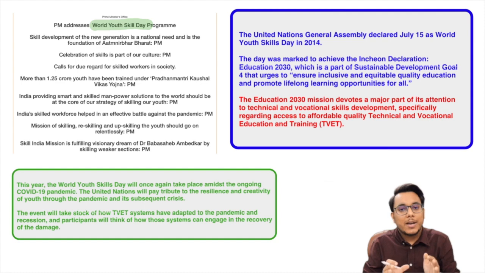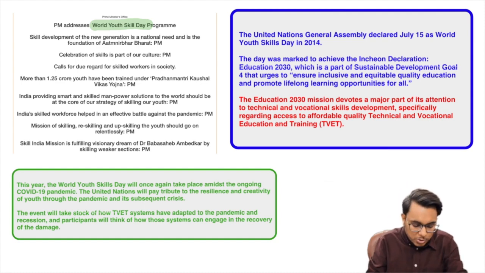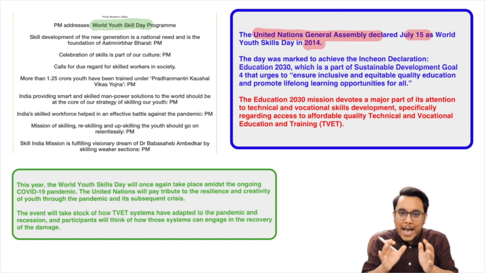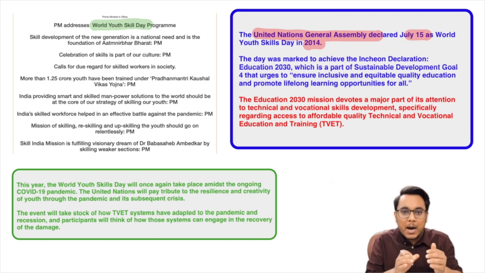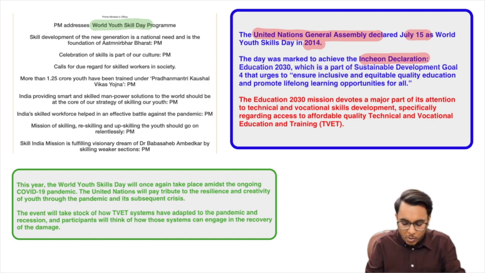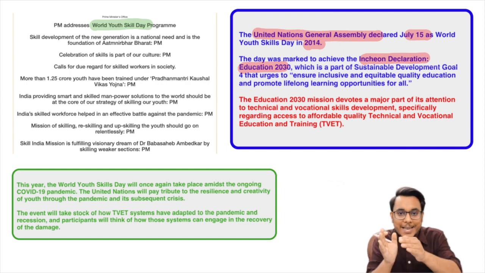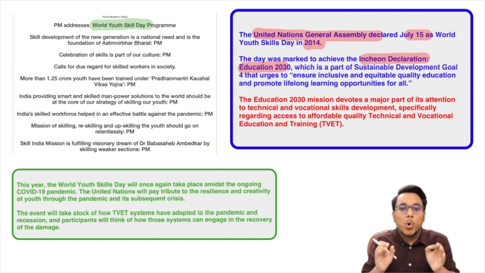Now guys, first of all, talking about the most basic things, the World Youth Skill Day, it was adopted by the United Nations General Assembly in 2014, and every year July 15 is celebrated as the World Youth Skill Day. Now guys, the World Youth Skill Day has been marked in order to keep a remembrance of the Incheon Declaration. Now the Incheon Declaration has also been called the Education 2030 Framework. Now guys, the Education 2030 Framework is in line with Sustainable Development Goal number 4, which talks about equitable, accessible as well as affordable education for all.